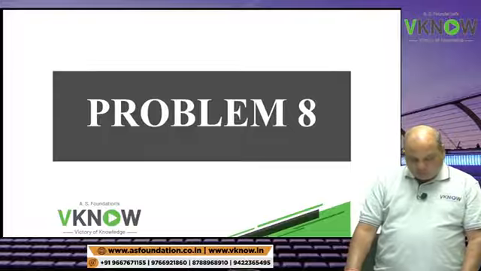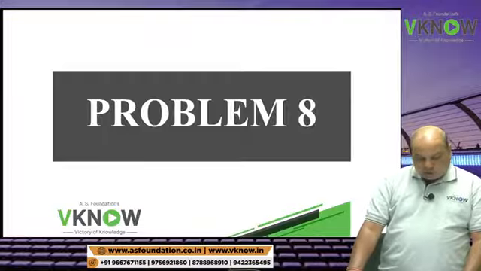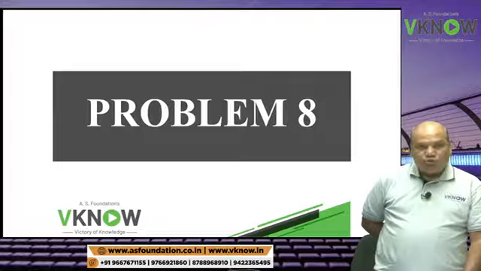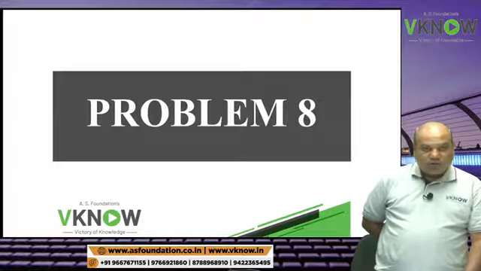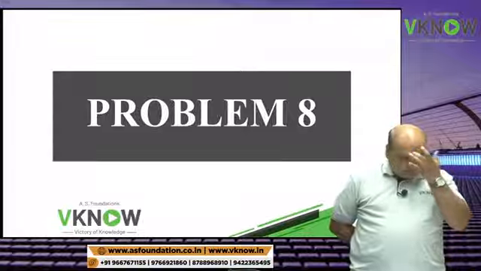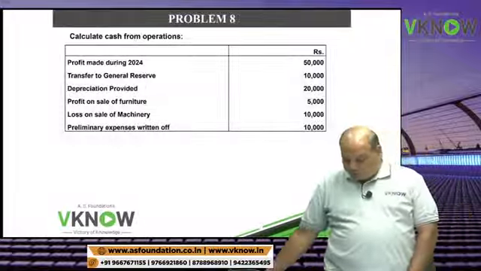Question number 8. Calculate cash flow from operation. Tanya is right. Profit made during 2024. Transfer to general reserve. Depreciation. Profit on sale of furniture. Loss on sale of machine. Preliminary expenses written off.